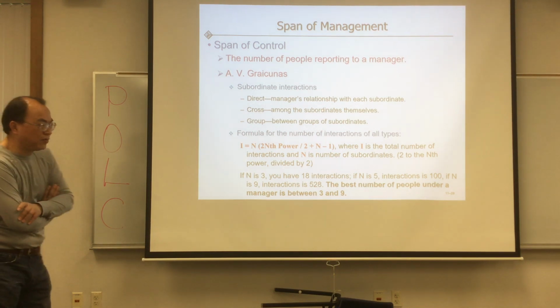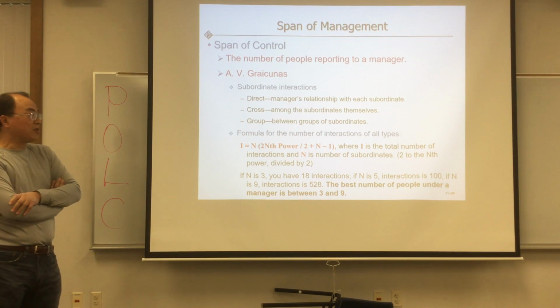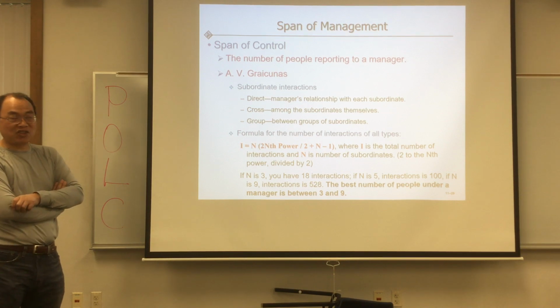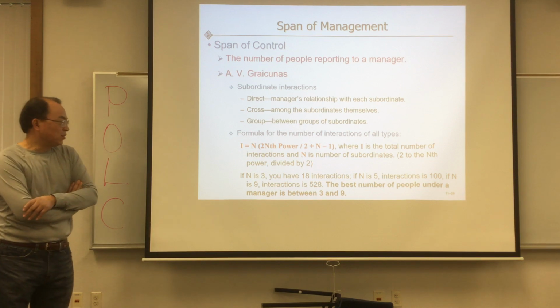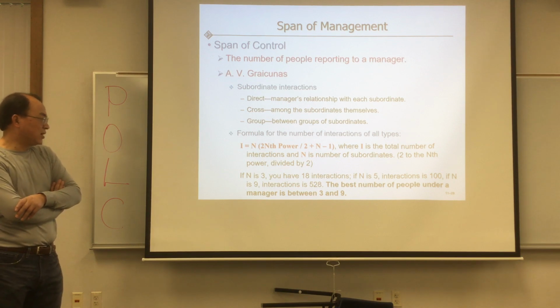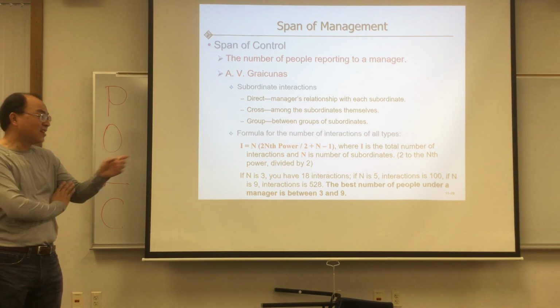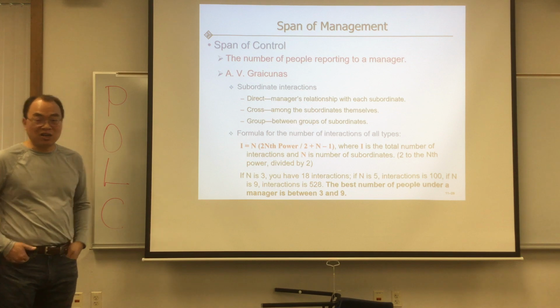If you are a manager managing 3 people, that means you have 18 interactions total: people directly reporting to you, the group ones, and the cross ones. That's a lot of interactions. But if you're managing 5, the interactions is like 100.